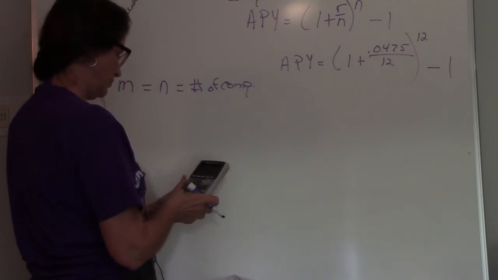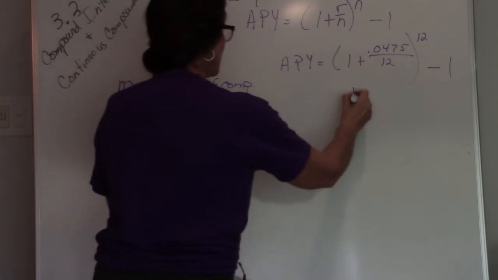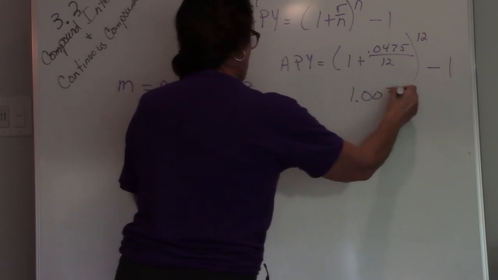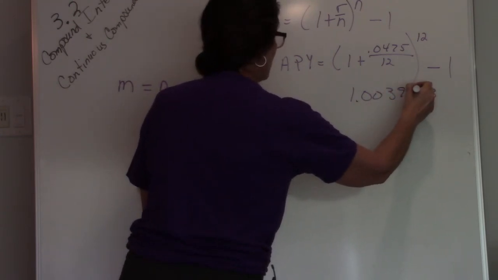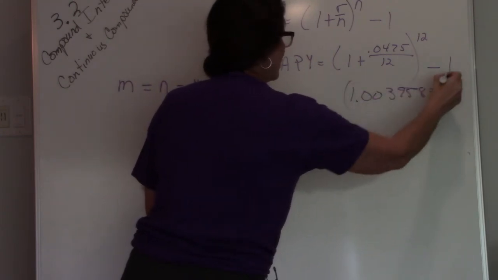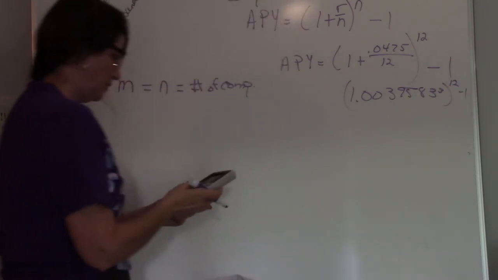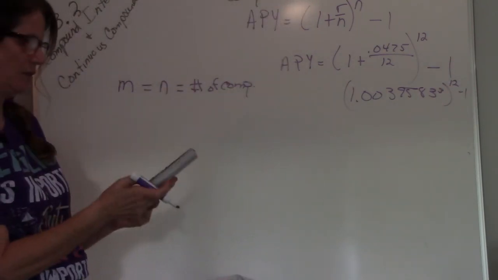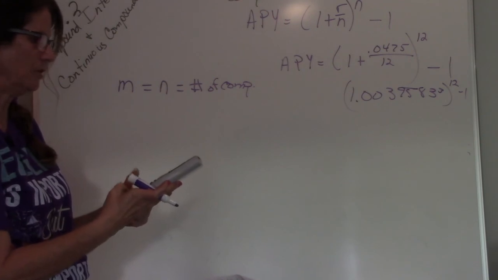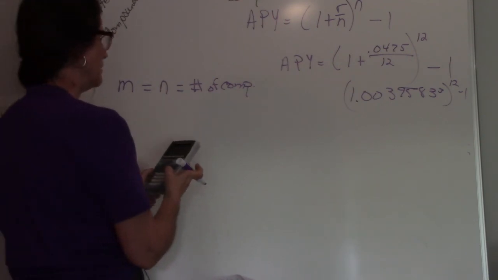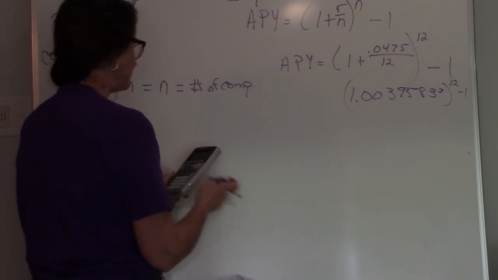So 0.0475 divided by 12. That answer plus 1. So inside parentheses, I'm going to get this. Just checking to make sure that you have the right numbers. And I'm not changing it on my calculator. Raised to the 12th power. And then that minus 1.